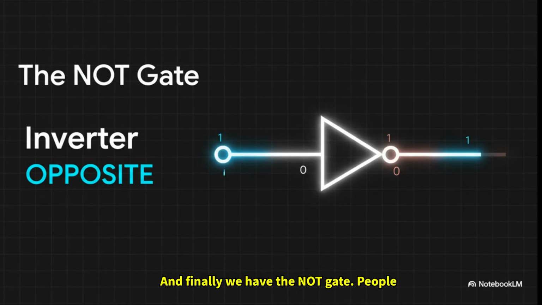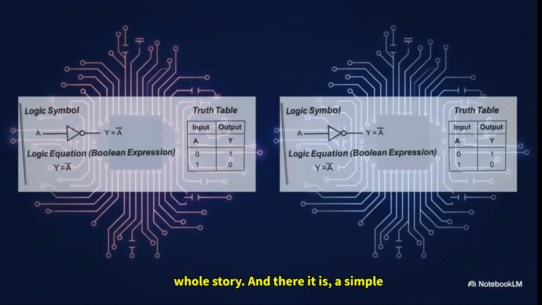And finally, we have the NOT gate. People also call it the inverter. This one is the simplest of them all, for sure. It has one job and one job only: to flip whatever you give it. You give it a 0, it gives you a 1. You give it a 1, it spits out a 0. That's the whole story.